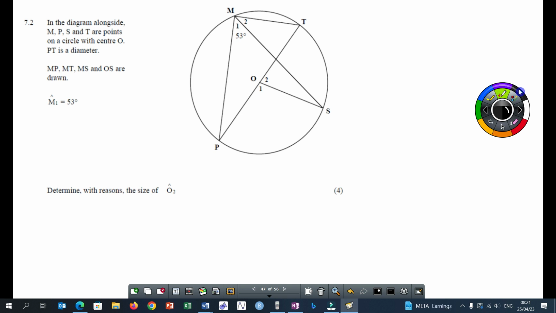Theorem 2: the angle at the center is 2 times the angle at the circumference. Theorem 3: an angle subtended by a diameter at the circumference is equal to 90 degrees. And the shortcut we say is angle in a semicircle. Theorem 4: angles in the same segment.